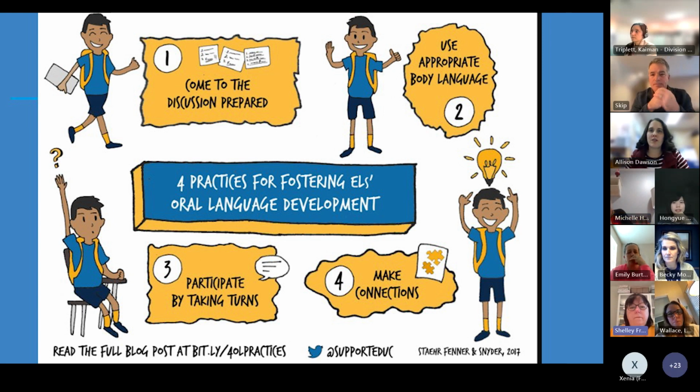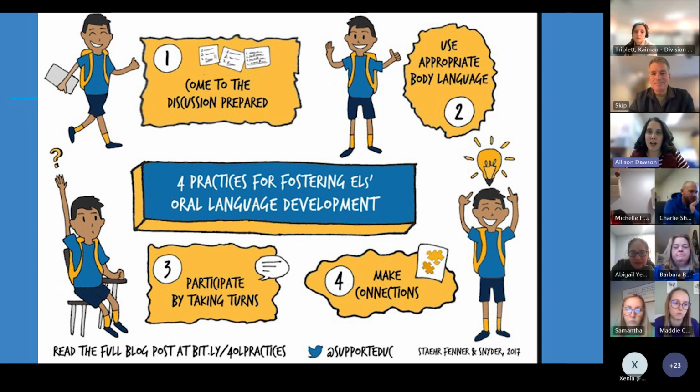I hope that you were able to interact a little bit with the strategies presented in that part of the chapter. I've got an infographic up on the screen now. Hopefully you can see it. That includes those 4 practices. Number 1 was come to the discussion prepared. So just like in the scenario we talked about, maybe having some time to pre-teach vocabulary, offering sufficient thinking and writing time before an oral conversation or an academic conversation in your classroom, and then providing scaffolds like graphic organizers or notes.